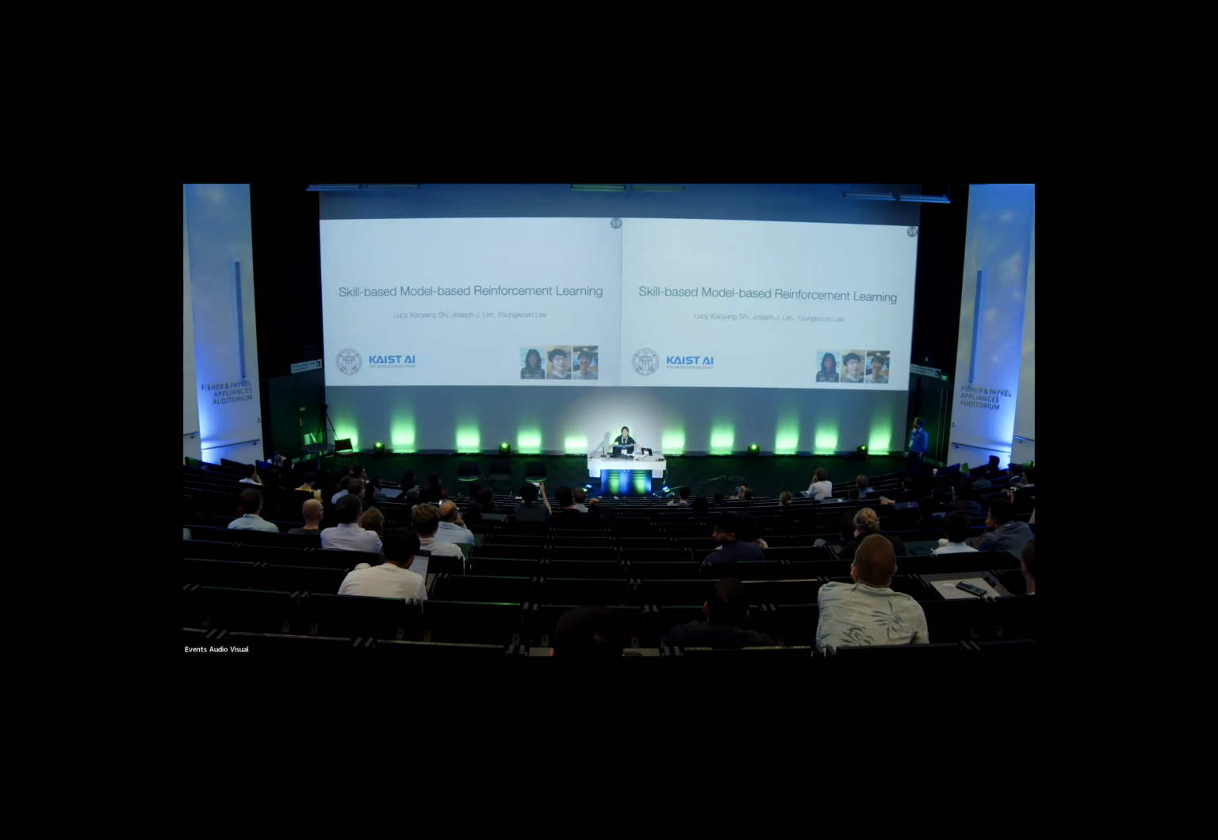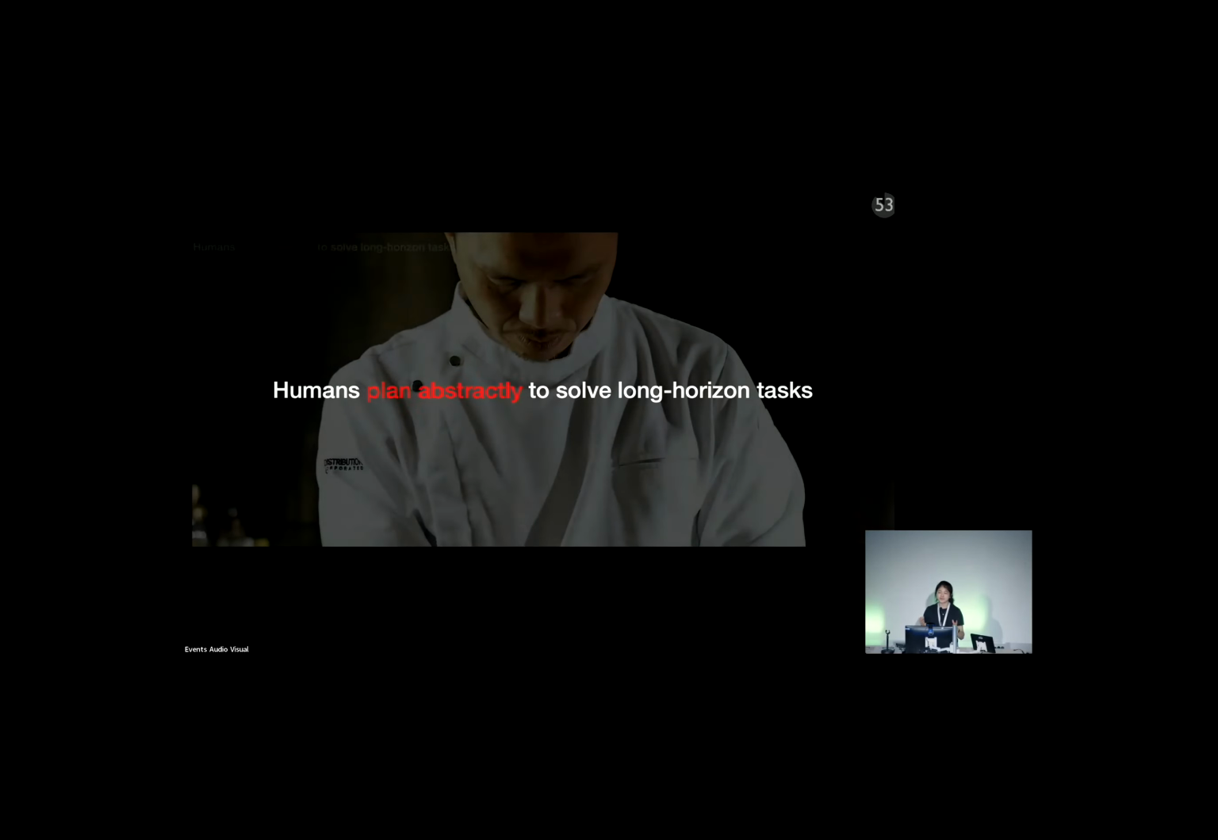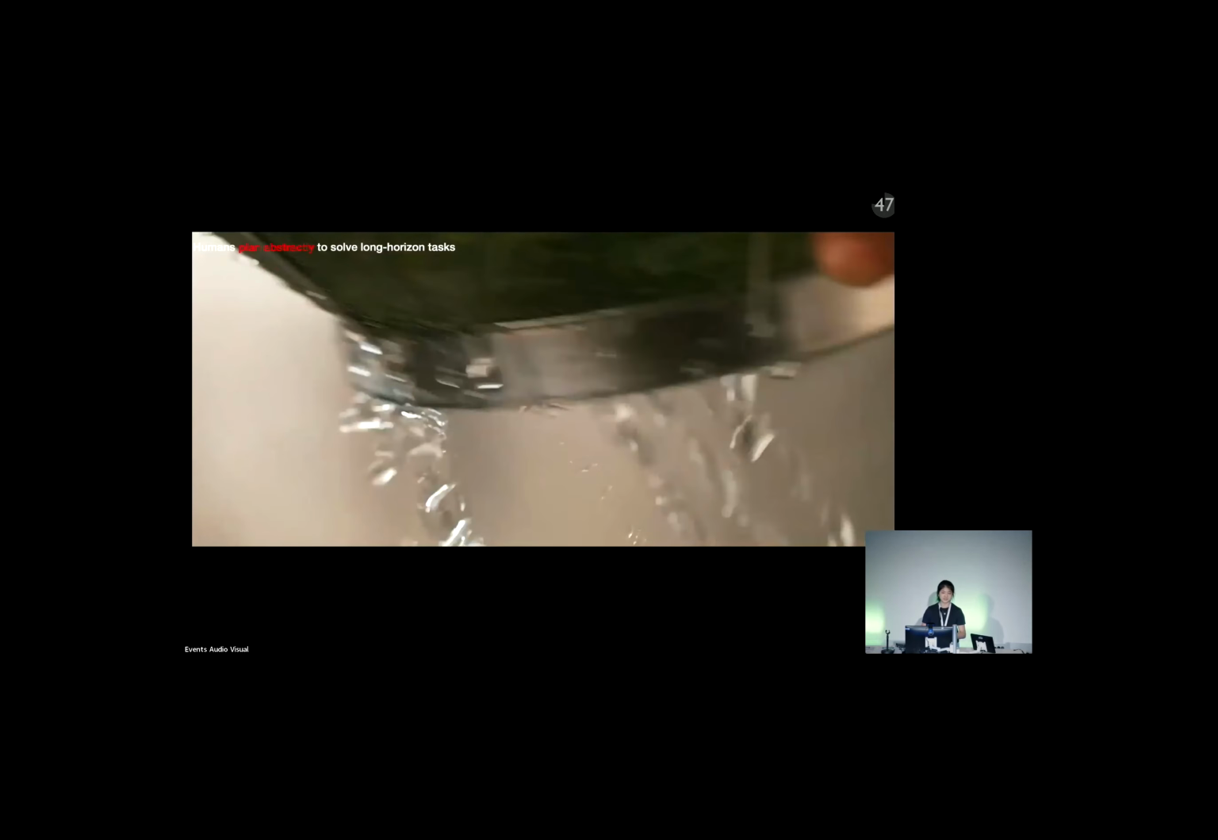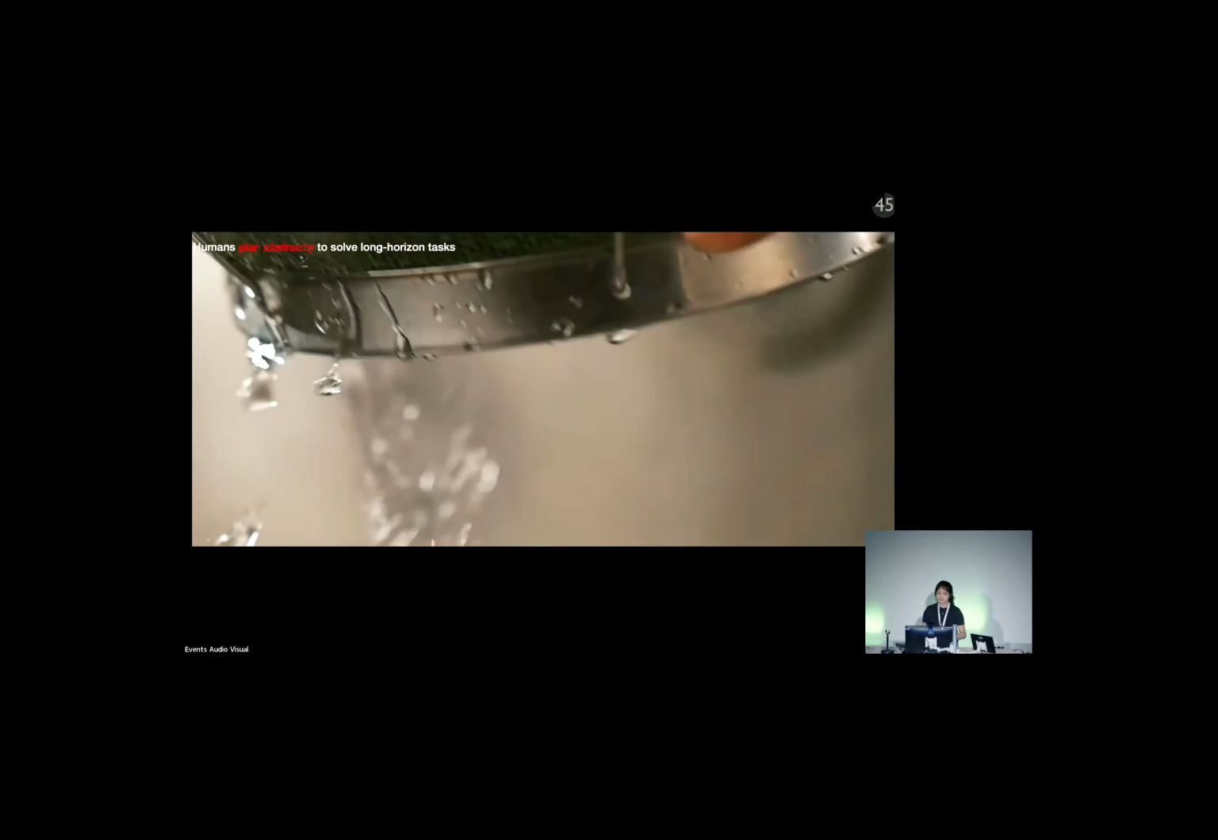Last but not least, humans efficiently plan with high-level skills to solve long horizon tasks. Planning on top of the learned skills is how we solve long horizon challenges. Can robots do the same thing?